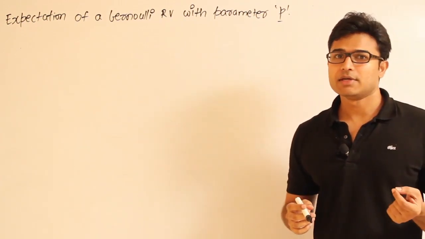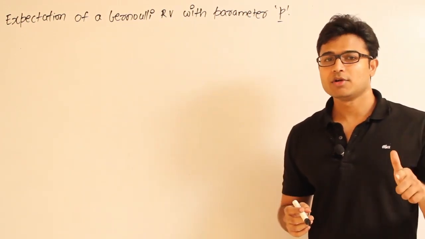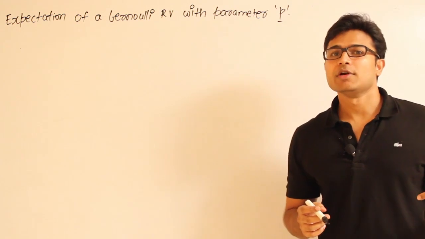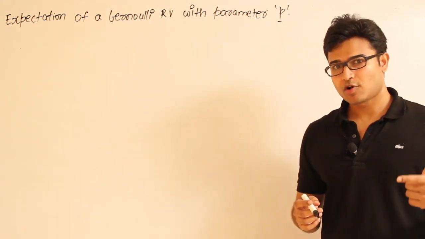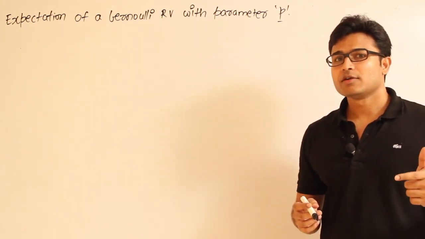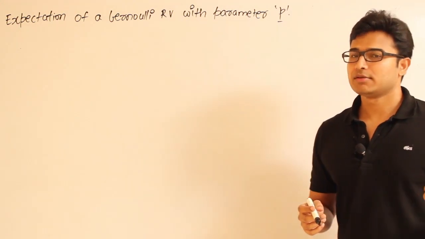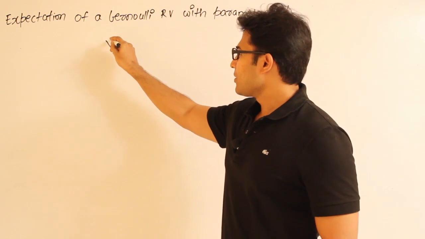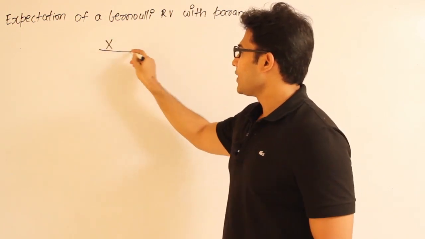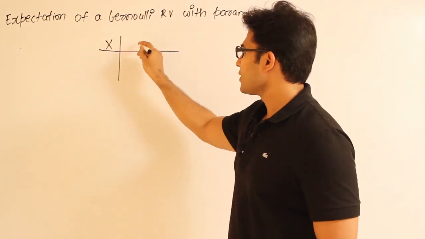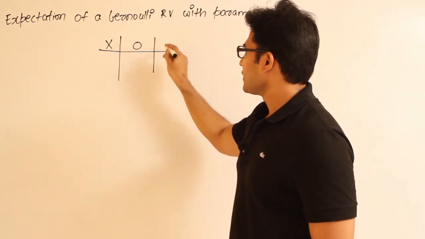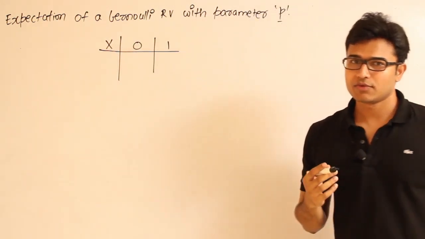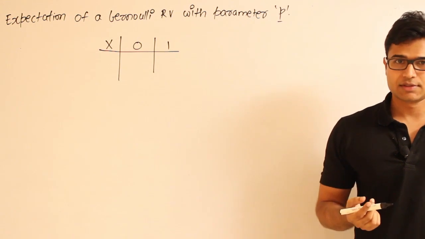What is the parameter p in a Bernoulli experiment? I already told you that it is nothing but the probability of success, which means it is the probability with which the variable will take the value 1, right? Now, we know that a Bernoulli random variable will take two values. Either it will take the value 0 or the value 1. 0 means failure and 1 means success, right?